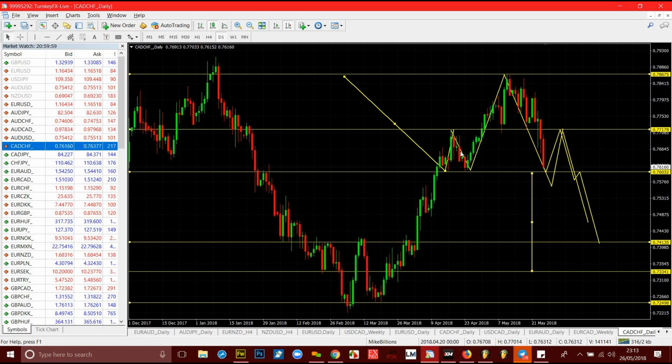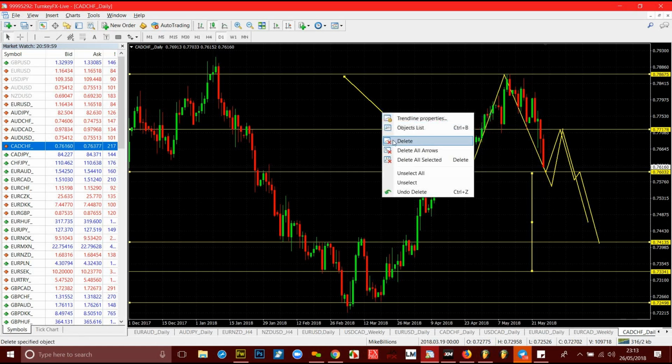Then remember what we said is a reversal pattern. So it's bullish, so it's trying to become bearish. The other one too, the inverted, would be bearish, trying to become bullish. So that's the rule of the head and shoulder.